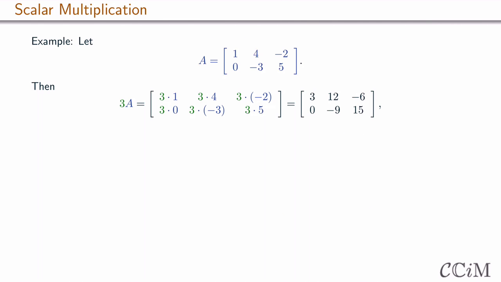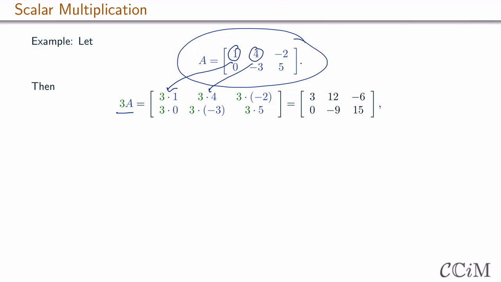Next, let's look at scalar multiplication. Suppose A is again this matrix right here, and we wanted to multiply this matrix by 3. What is 3 times A? In order to find 3 times A, we simply multiply each element of A by 3. So for example, this 1 here is multiplied by 3 to get 3 times 1, or this 4 is multiplied by 3 to get 3 times 4, this -2 is multiplied by 3, and so forth.